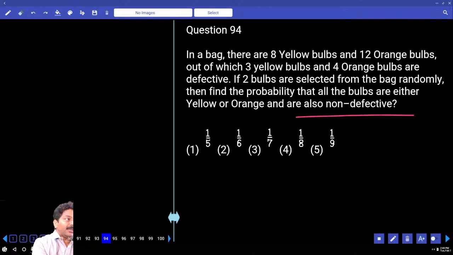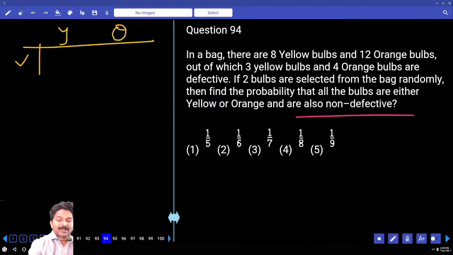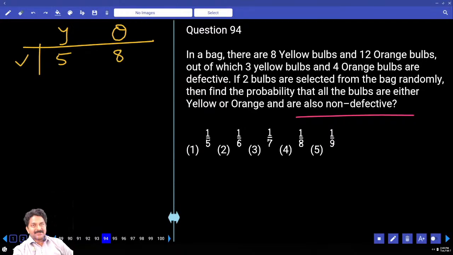So now we want non-defective items. They are perfect. There are yellow and then orange. How many yellow bulbs are there? 8. Out of them, how many are defective? 3. Non-defective? How many orange are there? 12. How many of them are defective? 4. Remaining 8. So these are non-defective items.